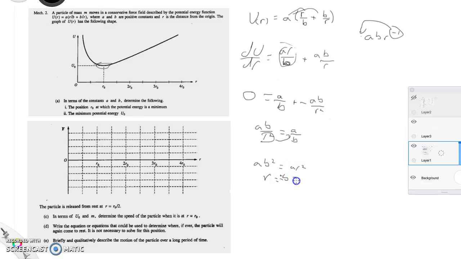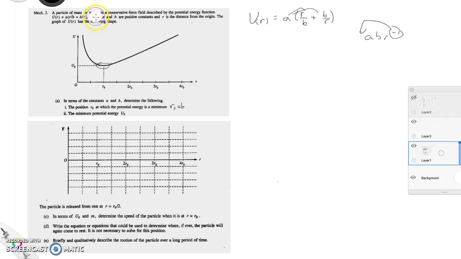Since it's a constant, we'll just say it's equal to B. So now we say, okay, R naught is equal to B, because R naught is that position where it's at its minimum. Then it asks us to find the value for the minimum potential energy. So we're going to take that equation we found, and we're going to take this initial equation, and substitute into it for B, for R.